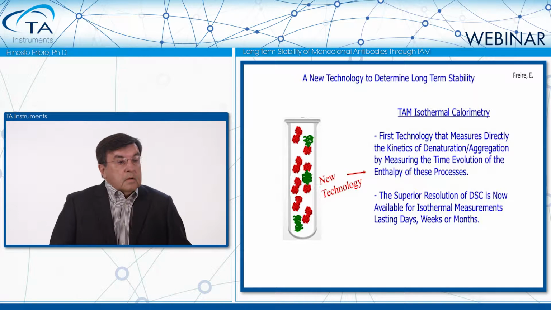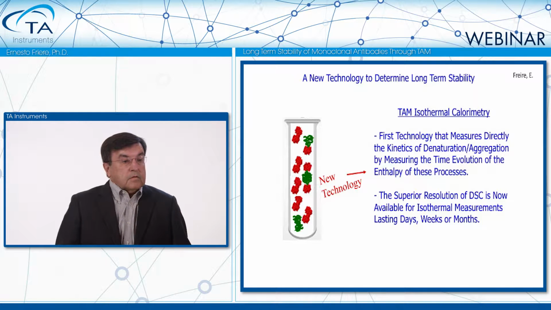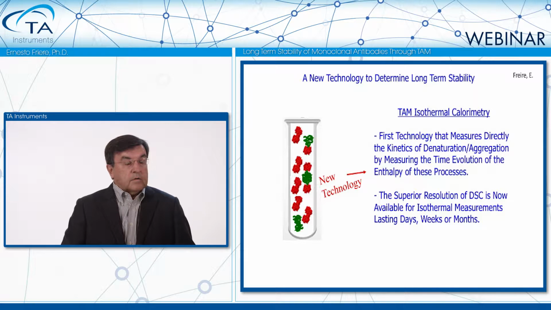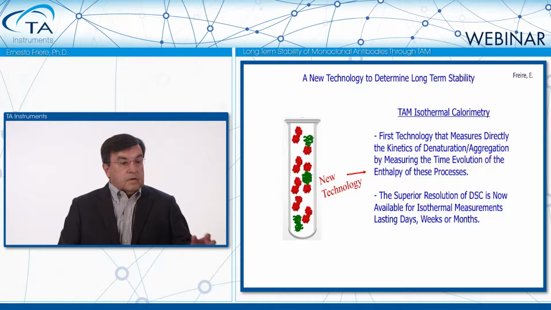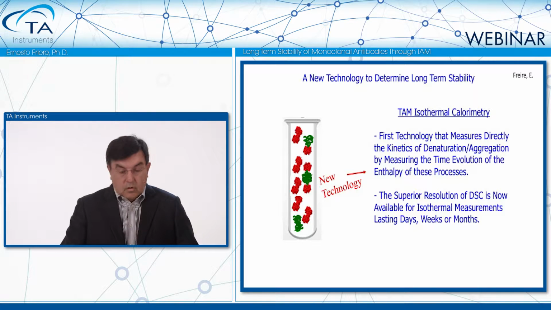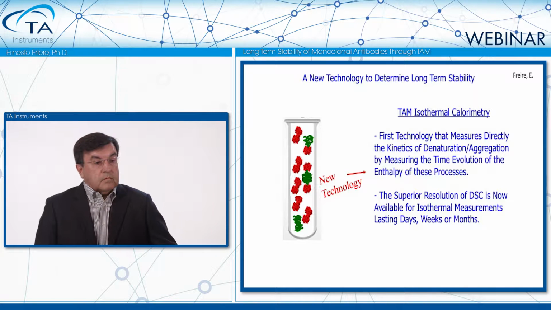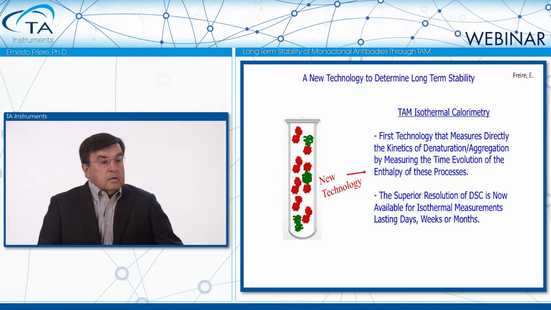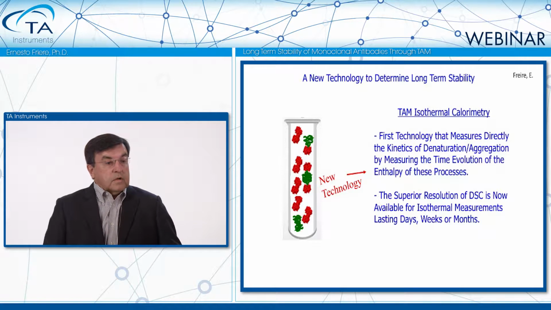The TAM is the first technology that measures directly the kinetics of denaturation aggregation by measuring the time evolution of the enthalpy of these processes. So the TAM, as all calorimeters, measures the heat that is released or absorbed by the process of denaturation aggregation. Now, all of you are familiar with the superior resolution of DSC, and now this resolution is available for isothermal measurements that last days, weeks, or months.